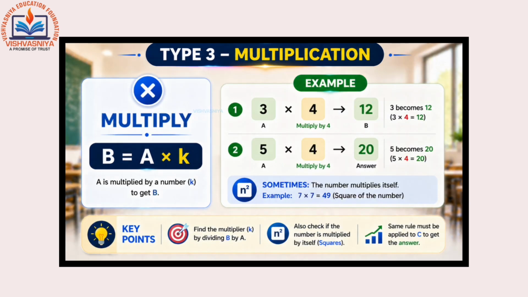Now comes multiplication analogy. In this type, A is multiplied by a number to get B. For example, 3 becomes 12 by multiplying by 4. So, 5 will become 20 using the same multiplier. Sometimes instead of a constant number, the number multiplies itself, forming squares.